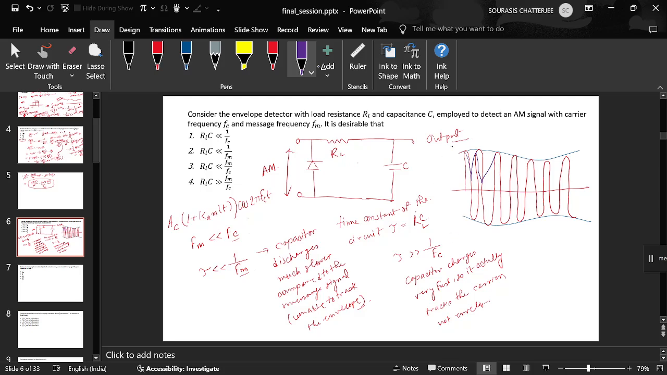So for that, the time constant of the circuit should be somewhere between them. It should be much greater than the message period, but much smaller than 1 over the carrier frequency. So this is the ideal condition. So to match this with the options, it matches with the first one.